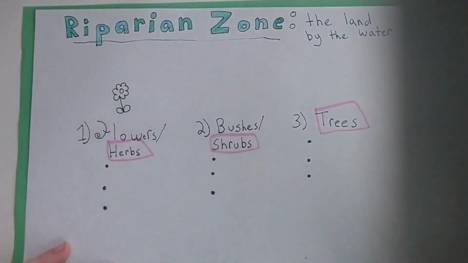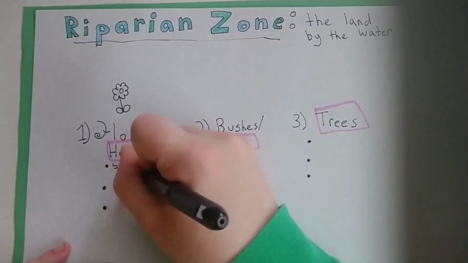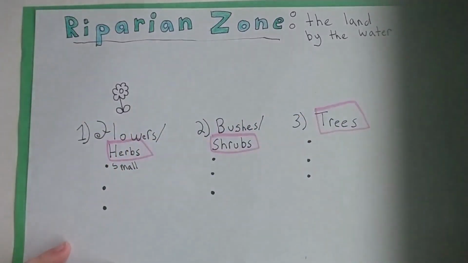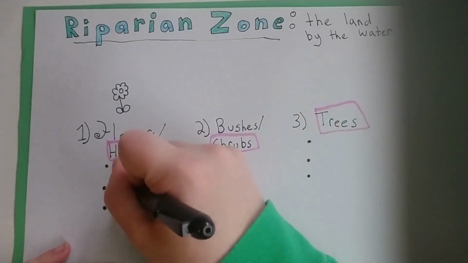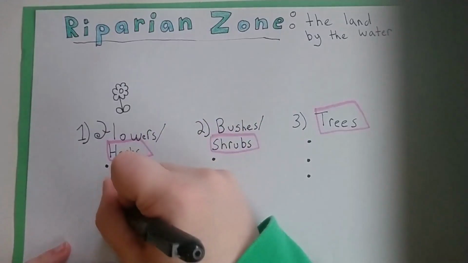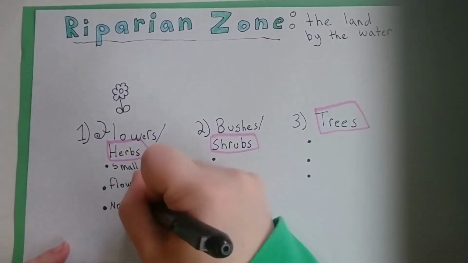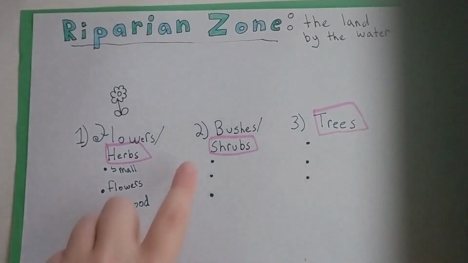So there's a flower, and flowers are typically very small. They have flowers on them, or herbs. They have flowers on them. And there's no woody tissue, or no wood. So they're very soft and very flimsy.